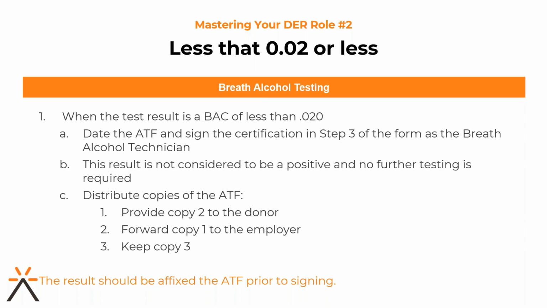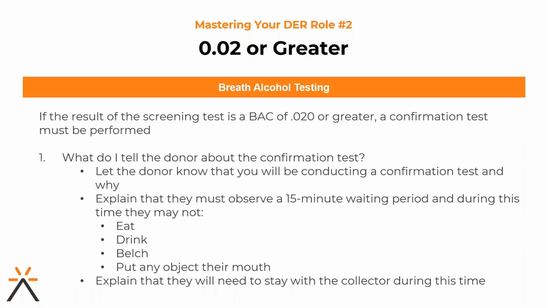Once you have anything less than a 0.02, then it's done. Okay? You actually then give the donor their copy, forward the employer their copy, and then you're going to keep copy 3. If you have a situation where the result is above a 0.02 or greater, you're going to move into a confirmation test. Okay, all those things that we did before are going to come into play again.